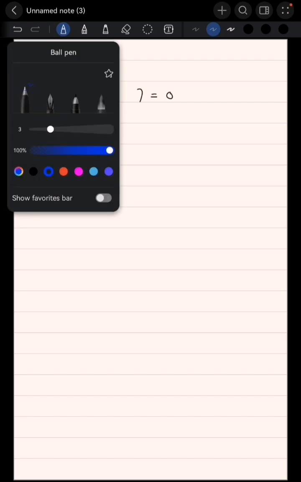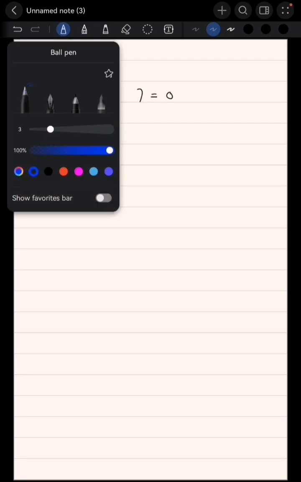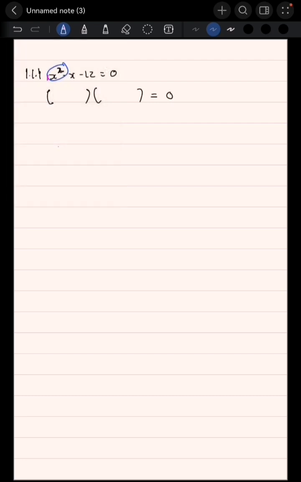The next step, we look at the first term in the expression, that is x squared, taking into consideration its coefficient. The coefficient is 1. This term is made up of the terms at the far left of your brackets. That will be the term here and the term here. We are going to choose these values in such a way that when we multiply them together, we get 1x squared. That will be 1x and 1x.